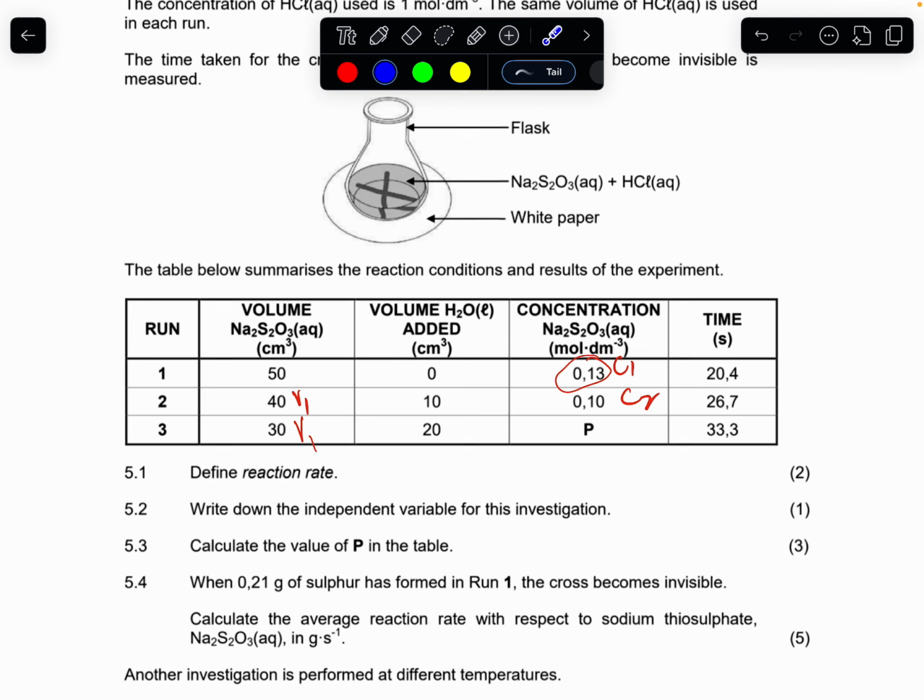Right, so what we're going to do now, I'm going to show you how we are going to calculate. Okay, let's answer the questions, but the other questions are very simple.